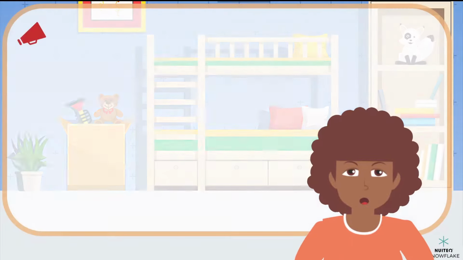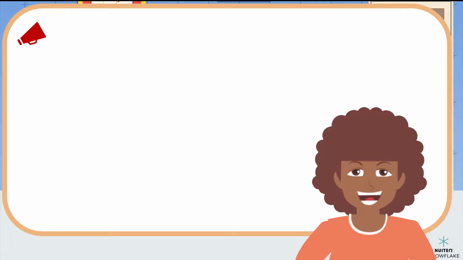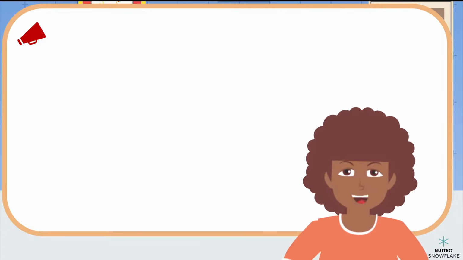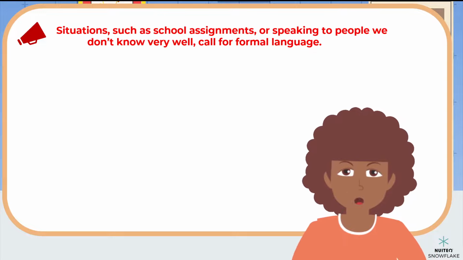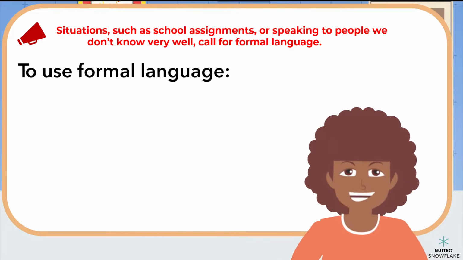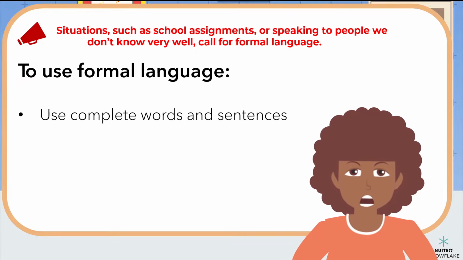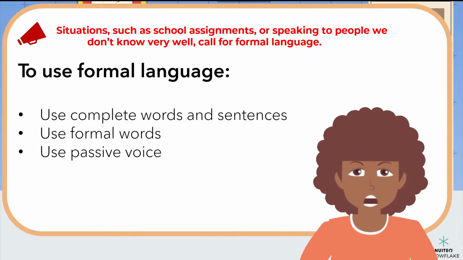Remember, depending on what we have to say, why we have to say it, and to whom we have to say it, we may need to use formal language. Situations, such as school assignments, or speaking to people we don't know very well, call for formal language. To use formal language, we should use complete words and sentences, use formal words, use passive voice, avoid slang.